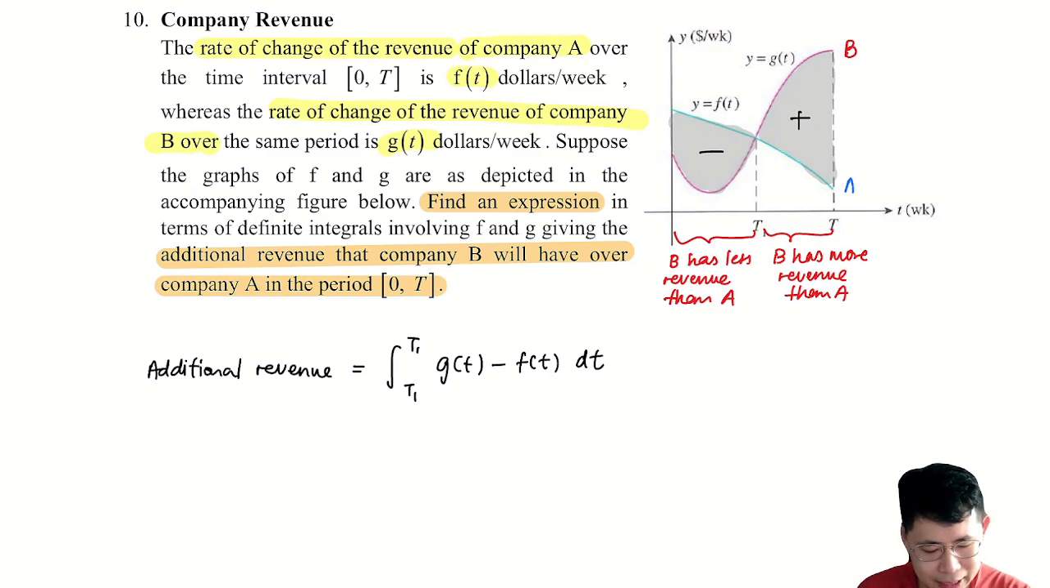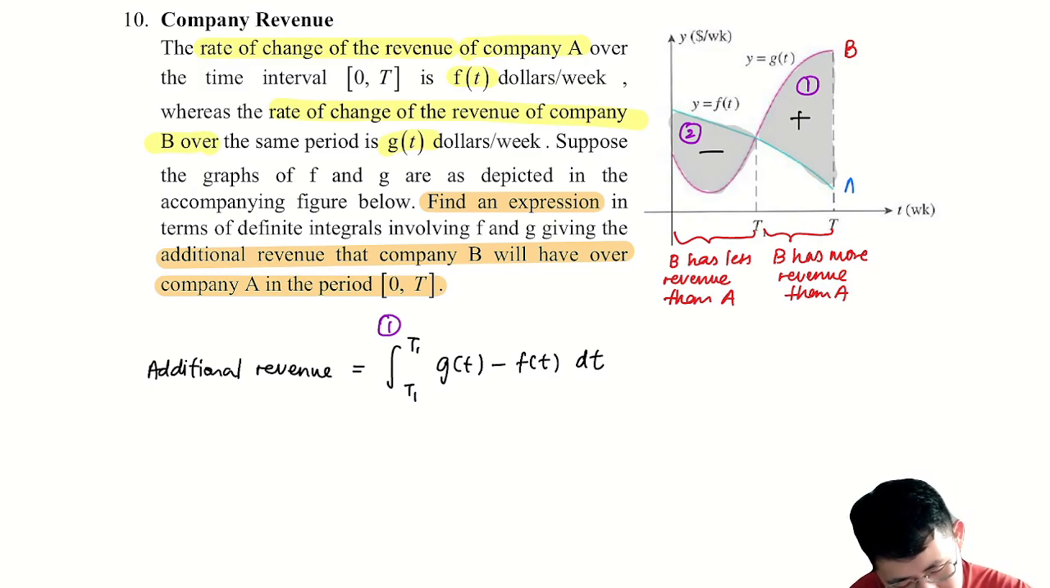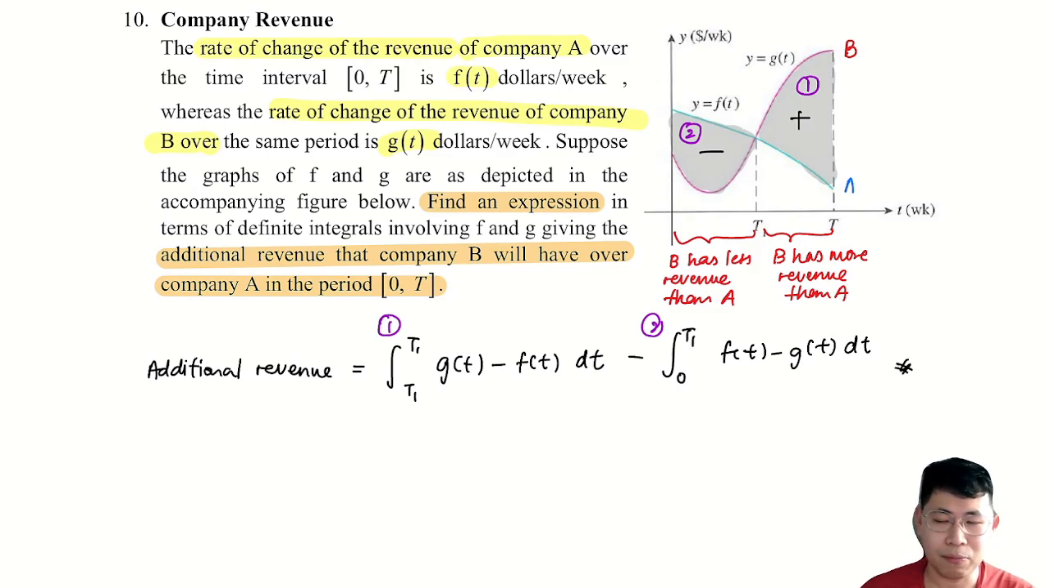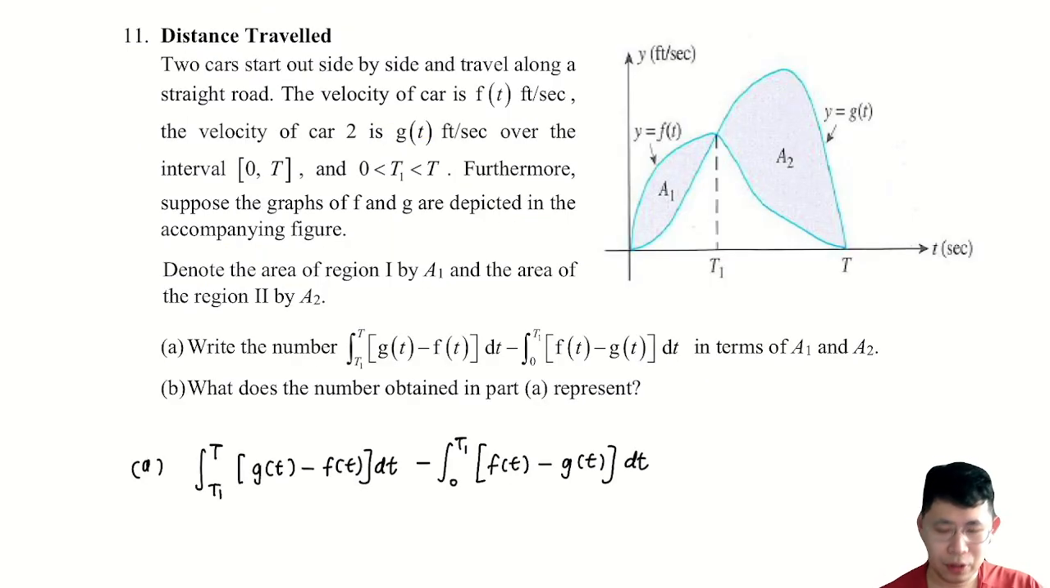So this one is for this integral. Now the second area, I will need to minus off this area. So it will be minus of the A curve minus the B curve. So I need to minus off, from 0 to T1, the curve above minus the curve below, minus away the extra revenue that A had for this period. Okay, and that's all for this question. It's just an exercise for us to model and write out the integral. Now let's follow up with question 11.